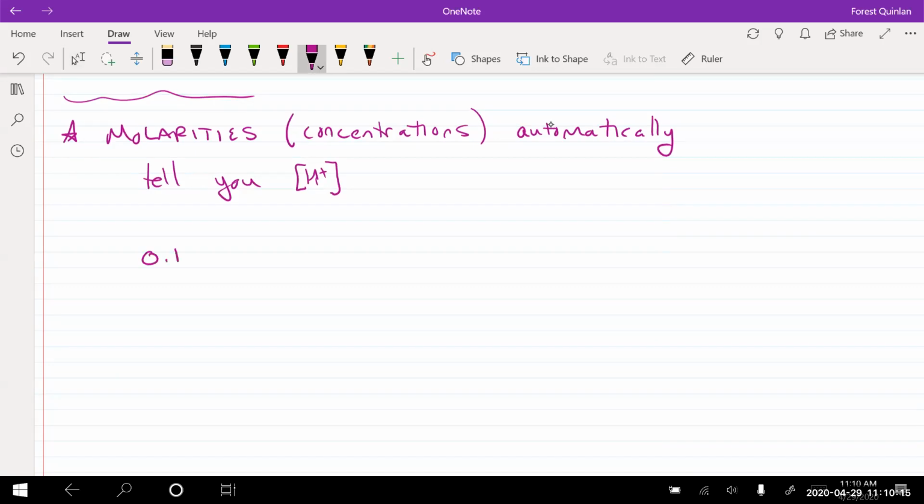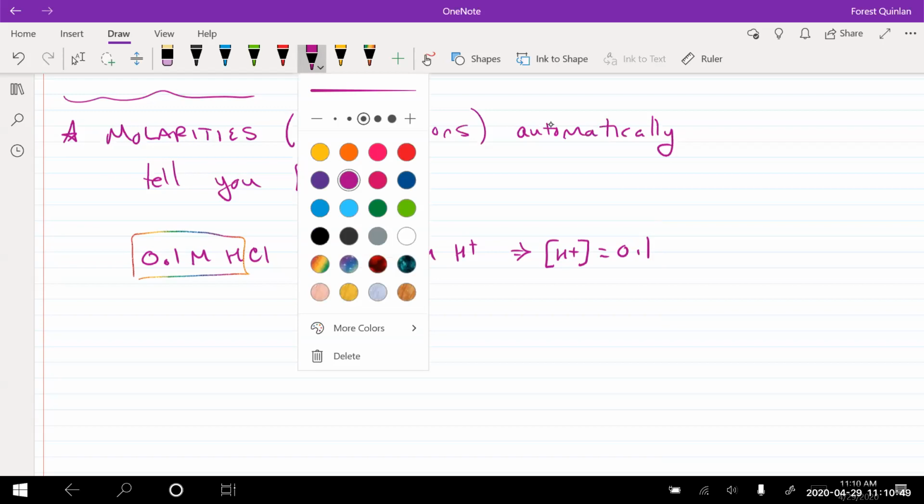So consider 0.1 molar HCl. This right here, this 0.1 molar HCl, look at that. There's 0.1 molar of H plus in there. Which is just written as the concentration of H plus is equal to 0.1. Whatever that concentration is, take a look at how many H's are there. You're good to go.